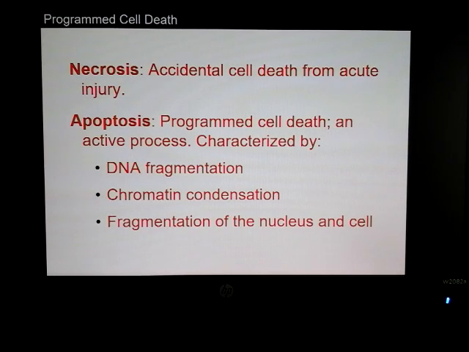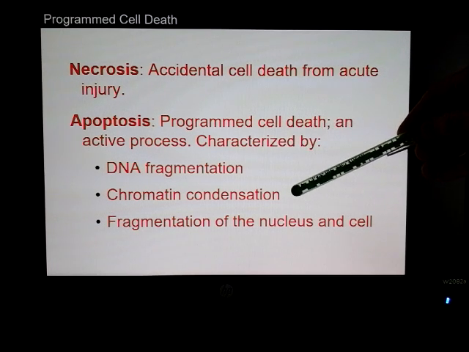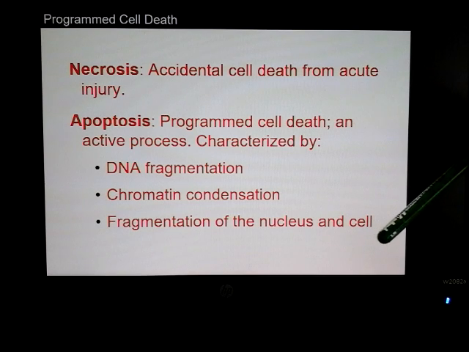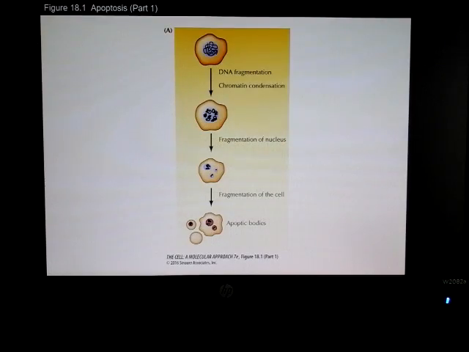So this is all in red, so things that you guys want to start to study. Necrosis, that would be when you have accidental cell death from acute injury, and sometimes toxins can cause things like that as well. Apoptosis is programmed cell death. And there's three things I'd like you guys to be aware of that will happen or can happen during apoptosis. One is DNA fragmentation. The second is chromatin condensation. And the third is fragmentation of the nucleus and the cell.